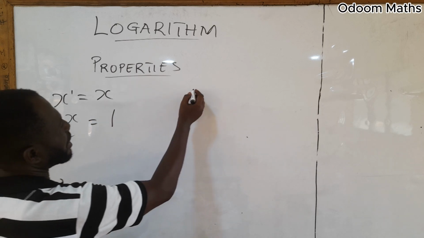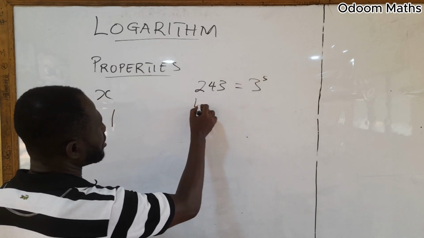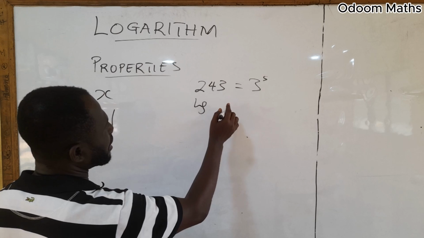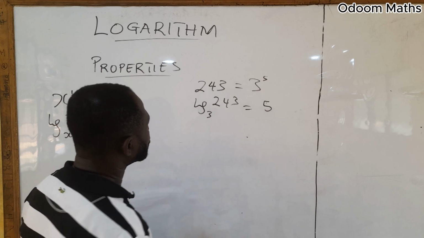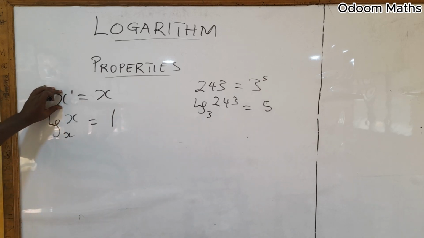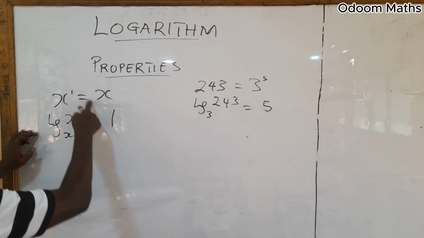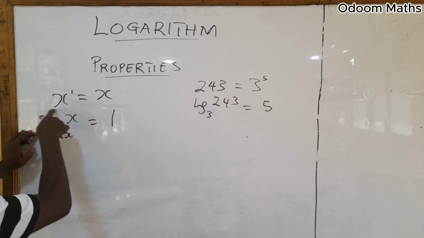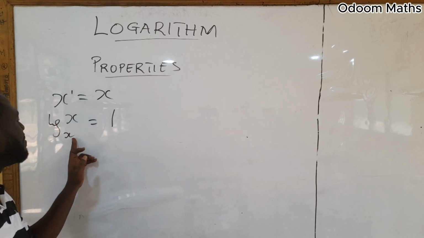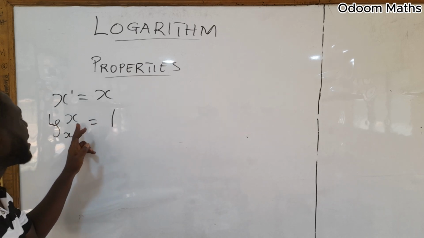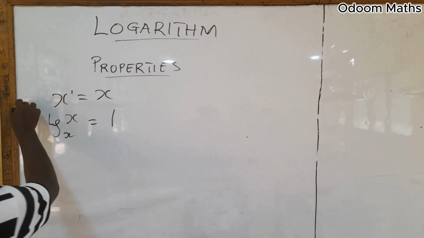Because we said 243 is the same as 3 to the power 5, in that case log 243 base 3 is equal to 5. So looking at this, when I have x to the power 1 equal to x, that is log x base x is equal to 1. So it means that log of a number to the base of the same number is 1. So log of 10 billion base 10 billion is 1. Okay, so that's the first property.